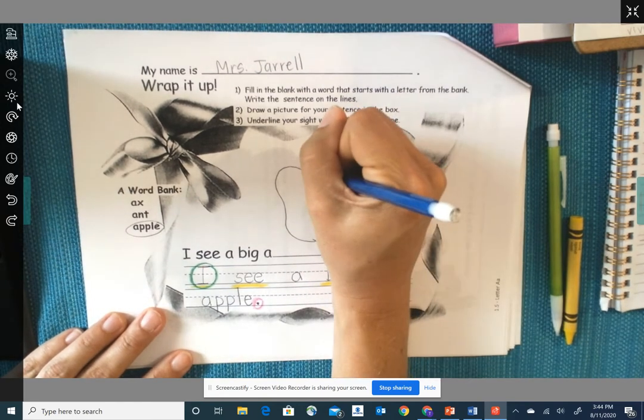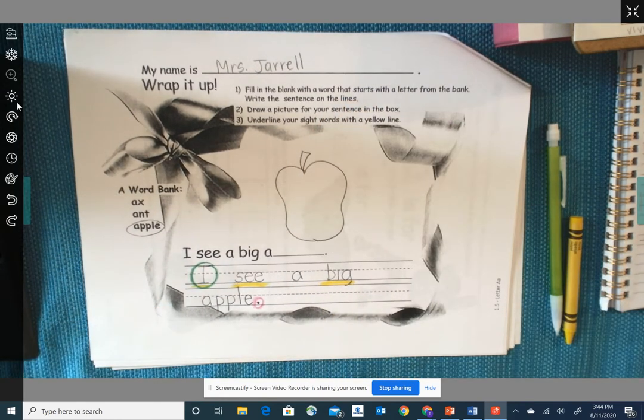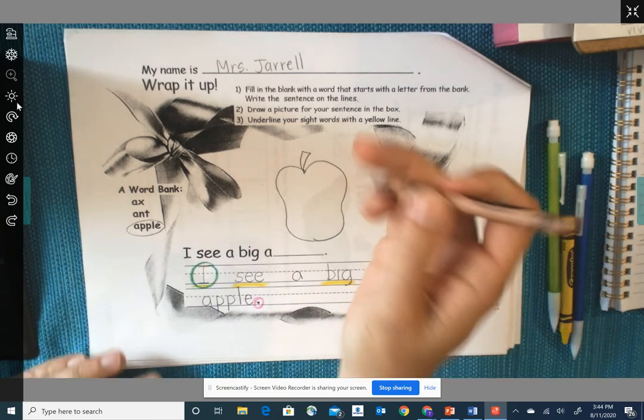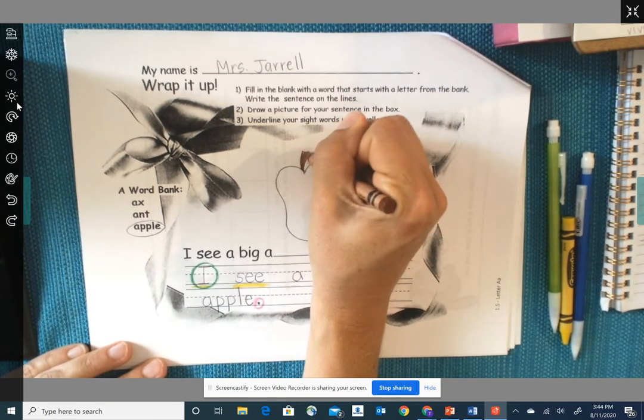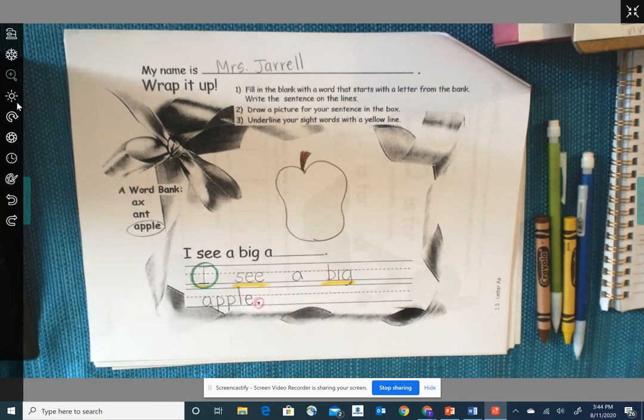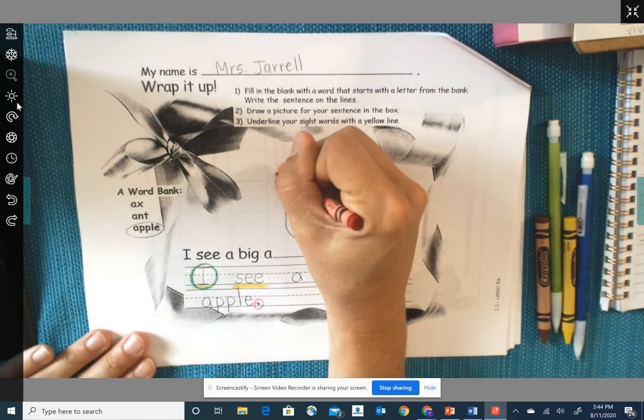Now remember, Mrs. Gerald can't always draw the best pictures, but guess what? I always try my hardest. Now we're going to color our apple. And if you remember your 3-star coloring, then you know that we're always going to use the right colors. So I'm going to make my stem brown. And then I can choose, let's see, I can make a red apple or a yellow apple or a green apple, but I'm going to choose a red one.